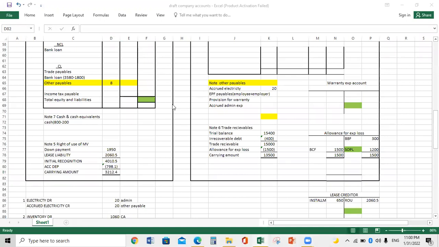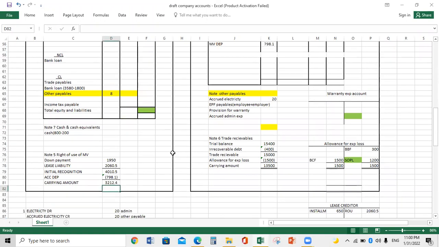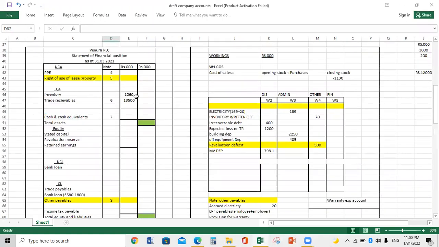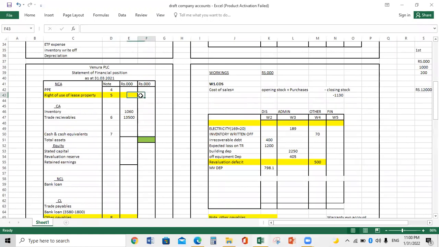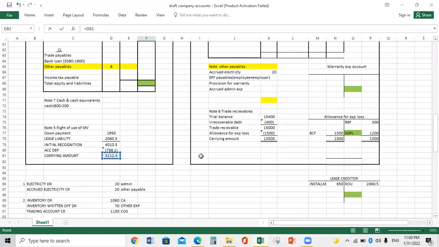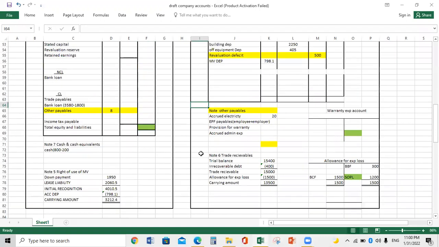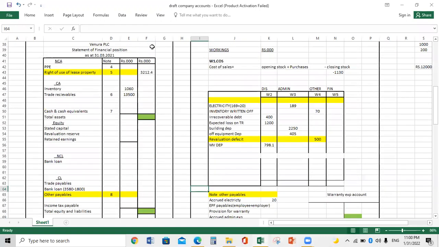3,212,400. Yes, I didn't forget the interest. I'll find the interest. Okay. Go to SOFP and record it. Right of use of lease asset. Write it: 3,212,400. Okay. Go here. Record it as note number 5.